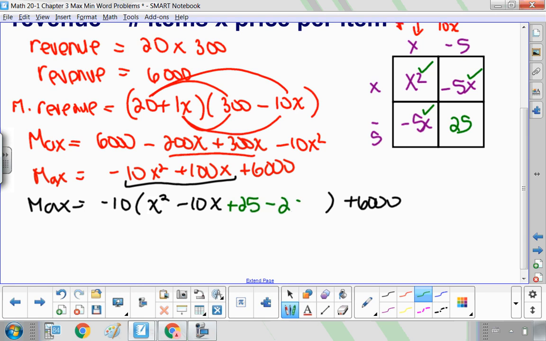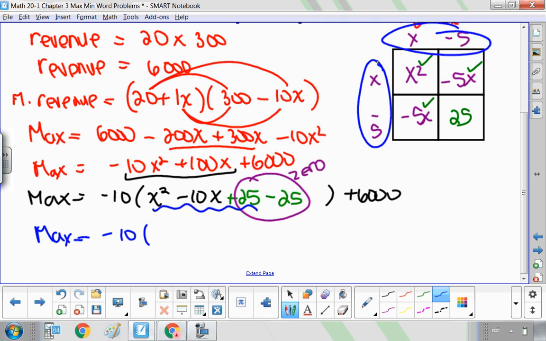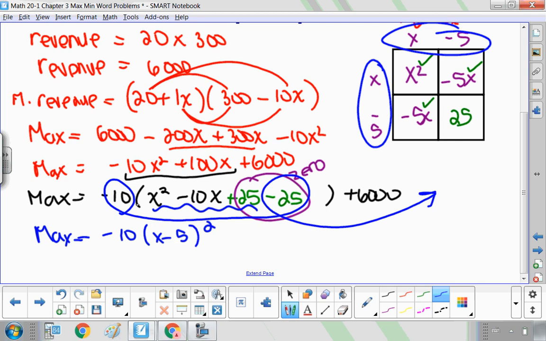So inside the brackets, I'm going to add and also subtract 25, because 25 take away 25 is 0, and I can add 0 to any expression without changing its value. So let's look at my max, negative 10, and I'm going to factor my perfect square trinomial, which I know factors from my grid as x minus 5 times x minus 5, or x minus 5 squared. Now don't forget about the negative 25 inside the brackets. I'm going to take that out by multiplying negative 10 by negative 25. So that's 250 that I will add to the 6,000 that's already outside.